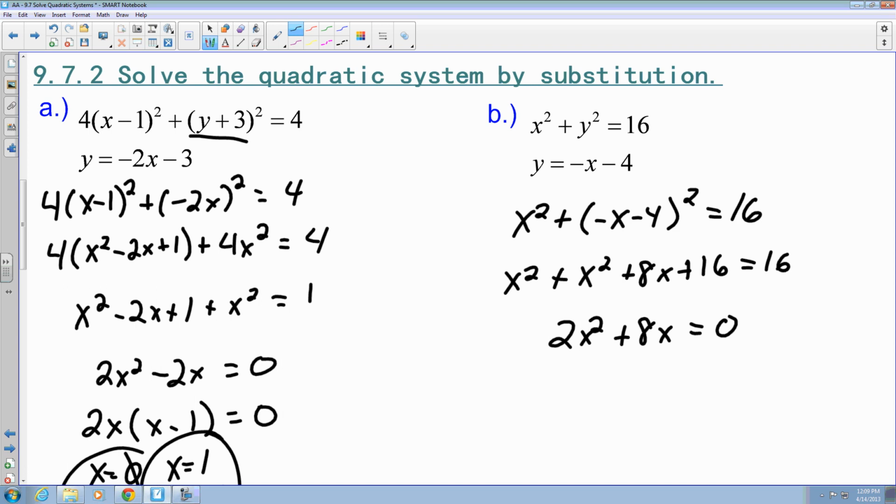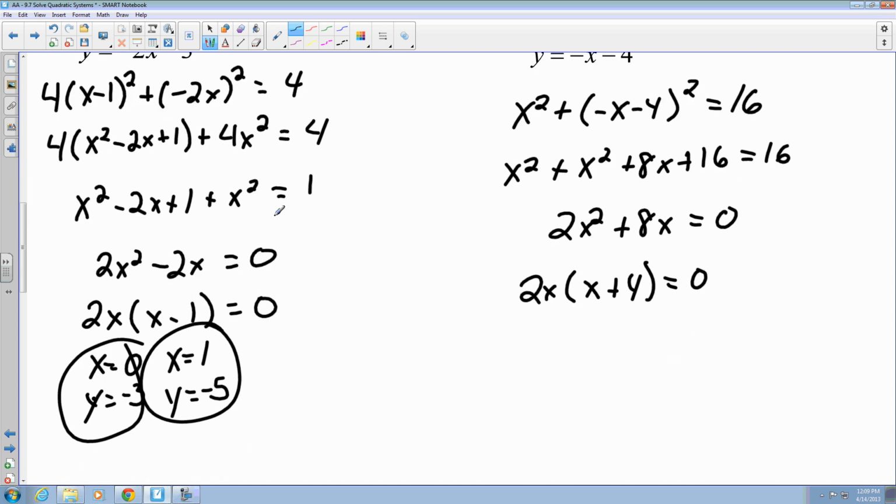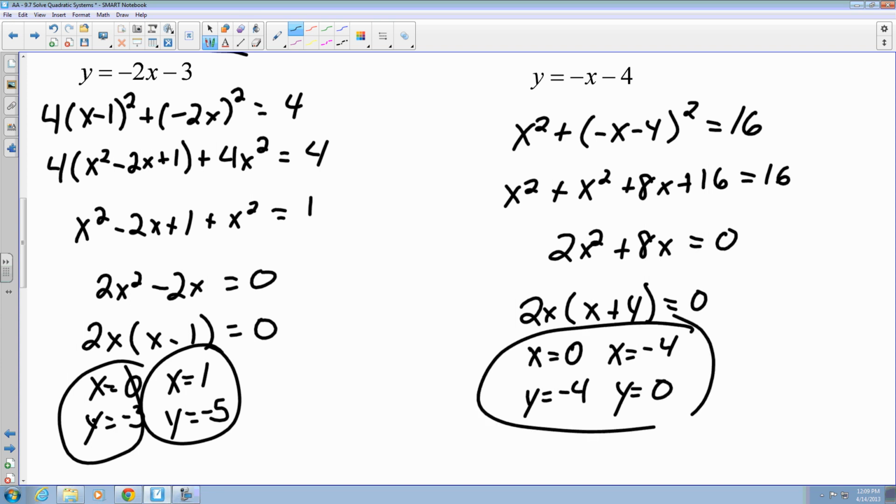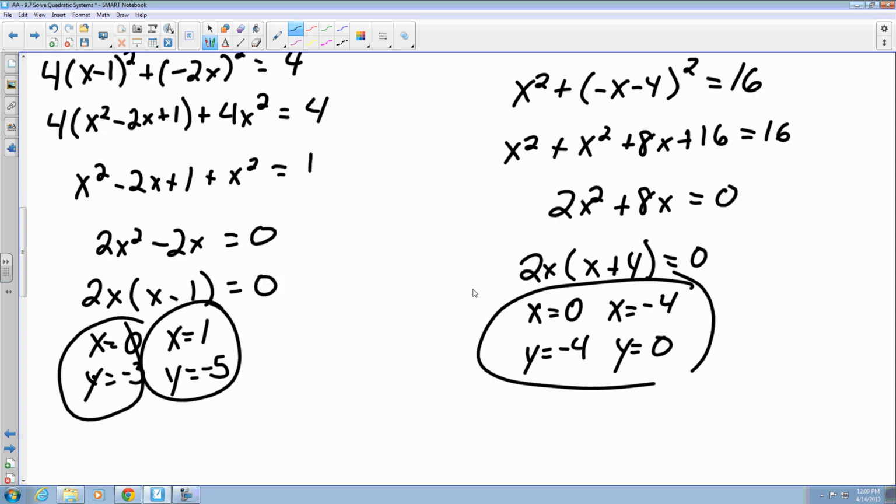I can factor out a 2x here. So it's x times x plus 4 equals 0. By the zero product property, x here could equal 0 or x could equal negative 4. Plug those back into the original equation. If my x is 0, my y is negative 4. And if my x is negative 4, my y equals 0. So it's 2 points that it crosses at.